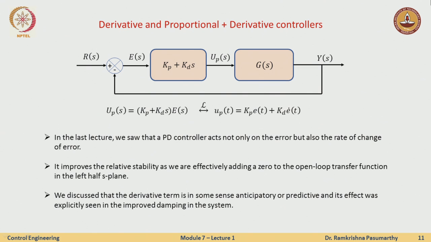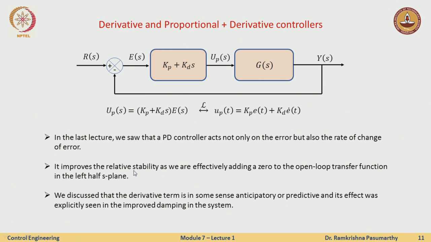Okay. Now, what about the proportional plus derivative control action? The input to the plant now looks like Kp plus Kd s times E(s), that is, Kp times e(t) plus Kd times the derivative of the error, right. So, what we had seen earlier in the first lecture of this module was that a derivative control not only acts on the error, but also on the rate of change of the error, which improves the relative stability, right.